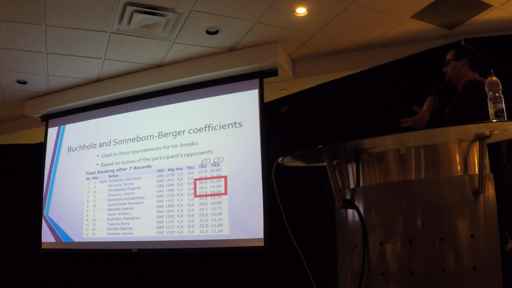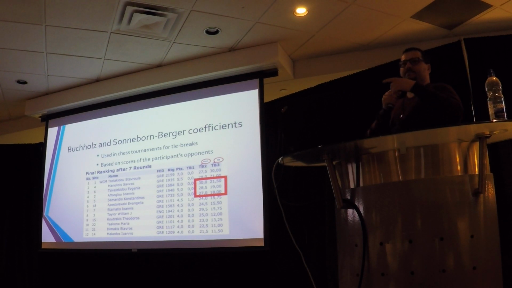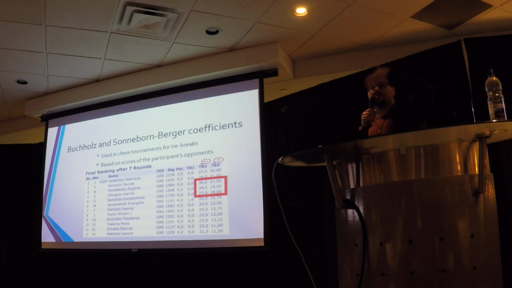So, in chess, there are large tournaments that are decided in few rounds, so there is no round robin, and for tiebreakers, there are special metrics that are used to rank players. As we see just from an arbitrary chess tournament that I picked, there is a column TB2. TB1 is the direct encounter, which barely happens. Tiebreak 2 is the Buchholz coefficient. Tiebreak 3 is the Sonneborn-Berger.